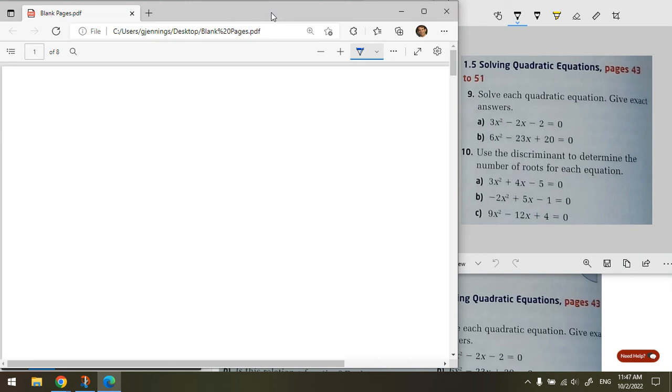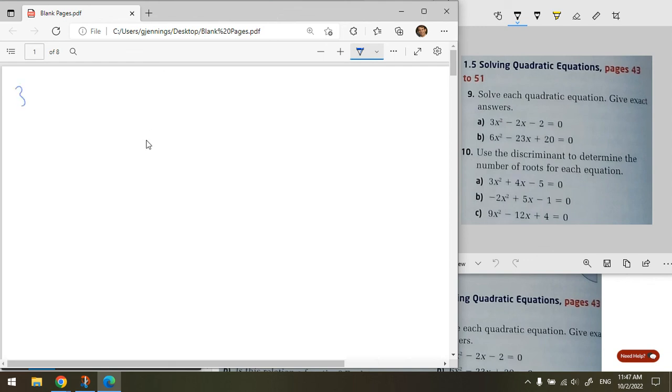Today we're reviewing lesson 1.5, solving quadratic equations. We want to be able to take equations that are quadratic in nature. They have an x squared, and they're also equal to 0. And we want to be able to find the values for x. Okay, so let's take a look at these.